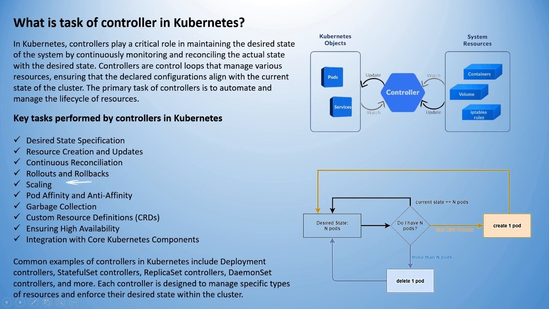Scaling. Controllers manage the scaling of resources. For instance, the horizontal pod auto-scaler (HPA) controller adjusts the number of pod replicas based on resource metrics, ensuring optimal utilization.